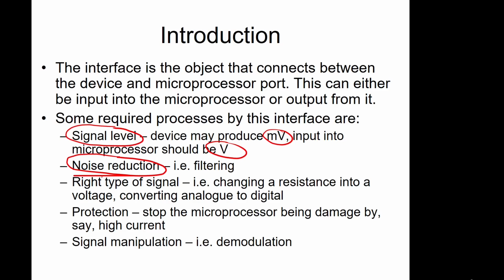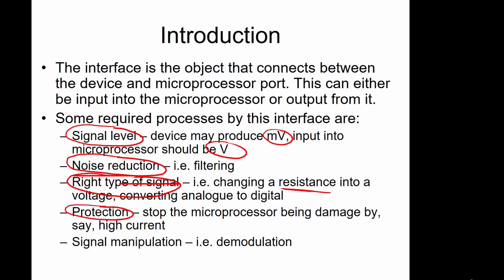The right type of signal: sometimes we don't have a voltage signal we want to measure. It might be, for example, a resistance, and we want to change that into a voltage so we can read that into our microcontroller. We had to look at this last week when we looked at our Wheatstone bridge, so it's that type of scenario we're considering. There's protection.